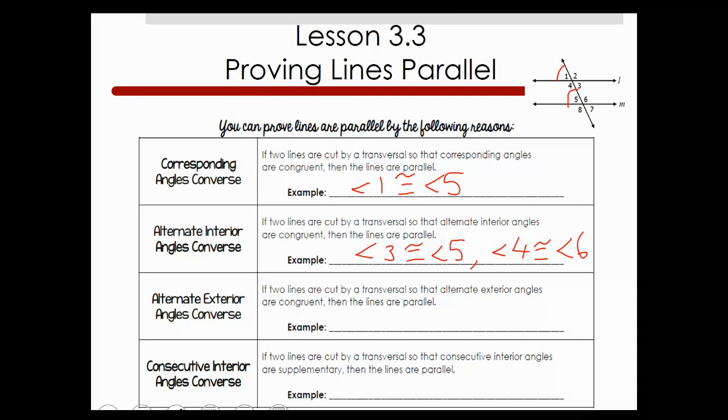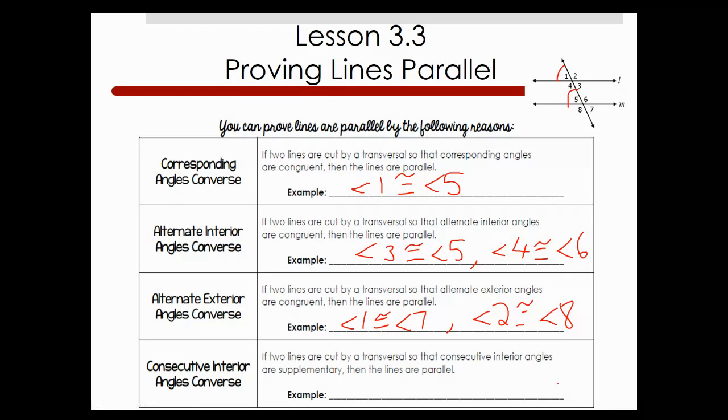Now we're doing alternate exterior angles. Let's see which one we have. We have angle 1 is congruent to angle 7. So again, if in a picture I say angle 1 and angle 7 are congruent, then we know that the lines are parallel. Same thing, angle 2 is congruent to angle 8. If we know angle 2 and angle 8 are congruent, then we know the lines are parallel.